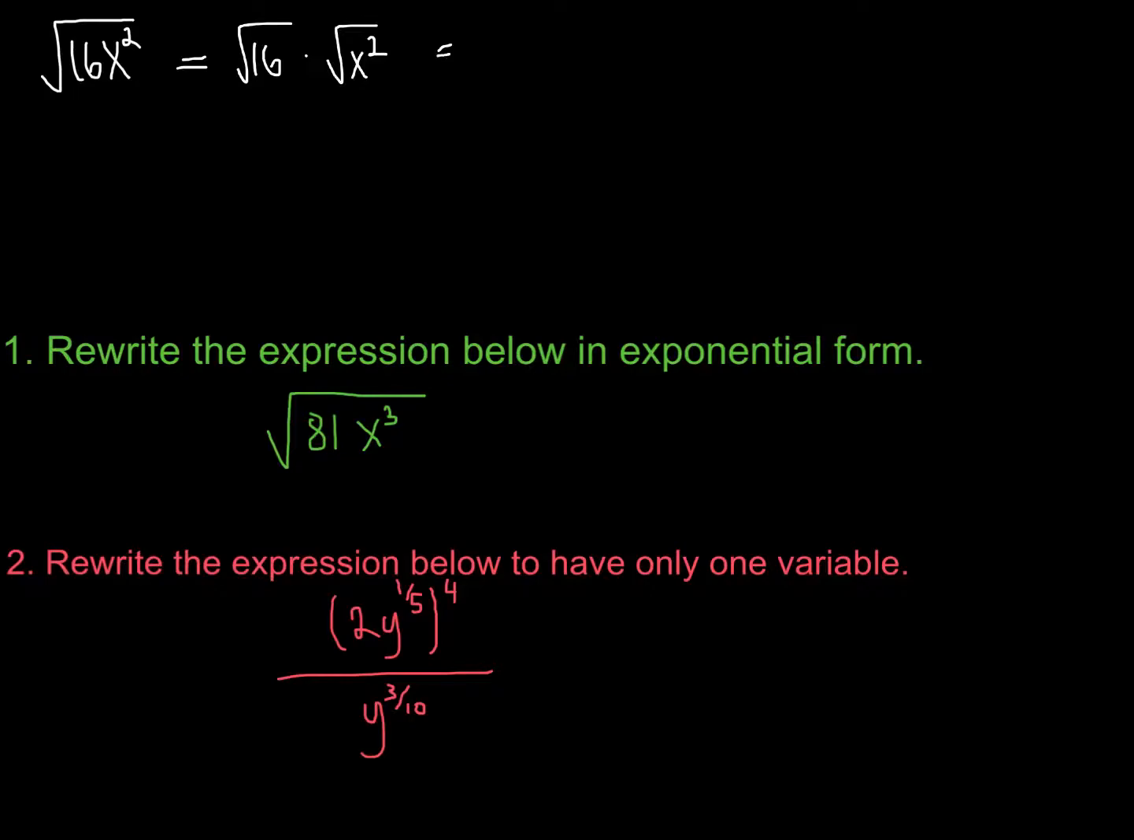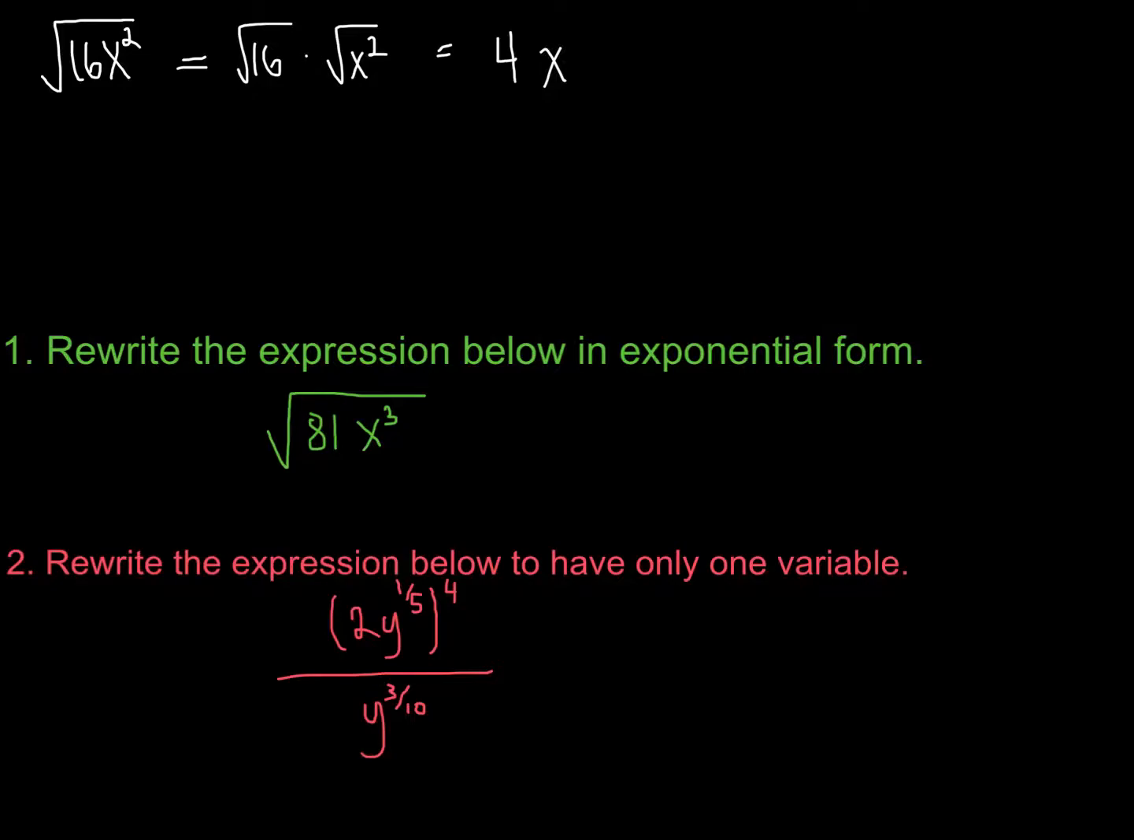And this seems pretty simple, right? The square root of 16, we go, okay, well that's 4. And the square root of x squared, well that's really easy, that's x. And what you're saying here is that 4x, when I multiply it by itself, will give me 16x squared. And it works. Multiply 4x times 4x, you get 4 times 4, which is 16, and x times x, which is x squared. So this is the square root of 16x squared.